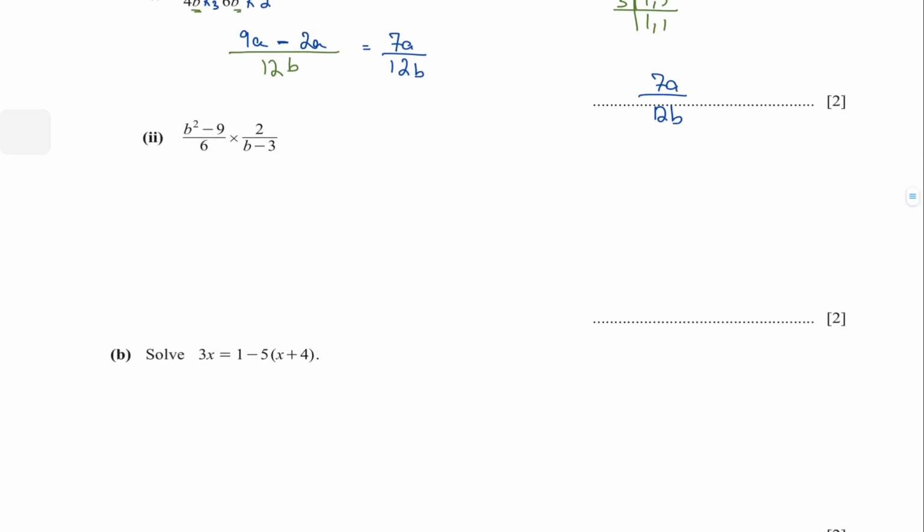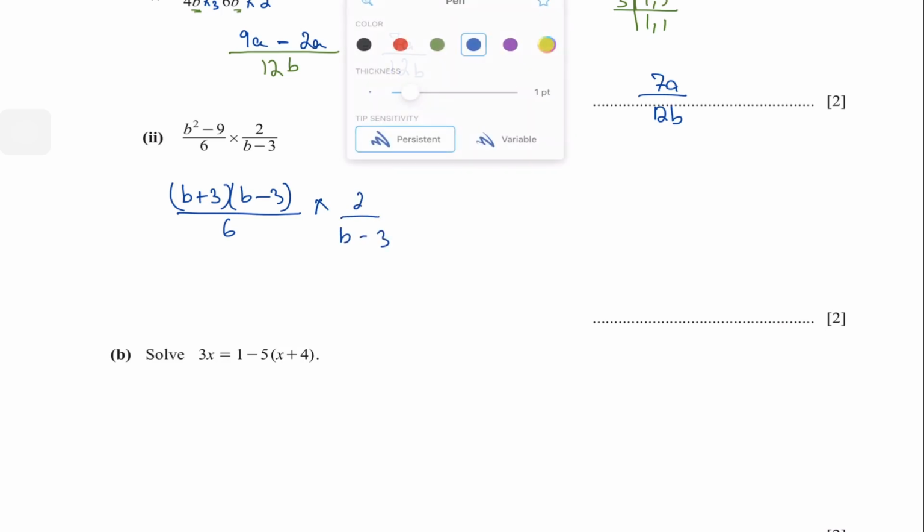So before we can solve part 2, it will be ideal to factorize b square minus 9. Since we have two squares with a minus sign in between, this can be written as a square minus b square, where a is equal to b and b is 9. So we're going to write this as b plus 3 times b minus 3 upon 6 multiplied by 2 over b minus 3. So we're going to cancel out whatever we can cancel out.